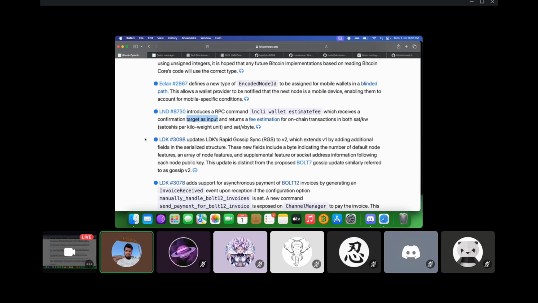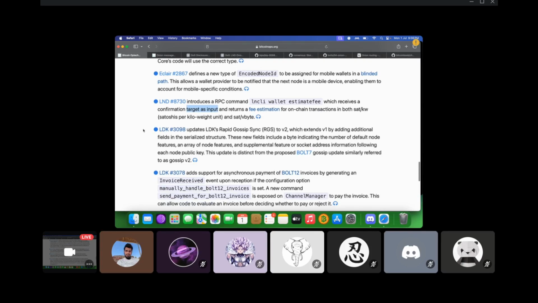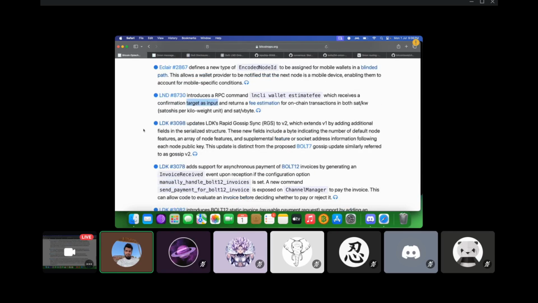The next PR deals with LDK. I'm not sure if I should take this because this is going to be quite detailed. Still, we'll just read through it and I'll try and summarize it as succinctly as possible.